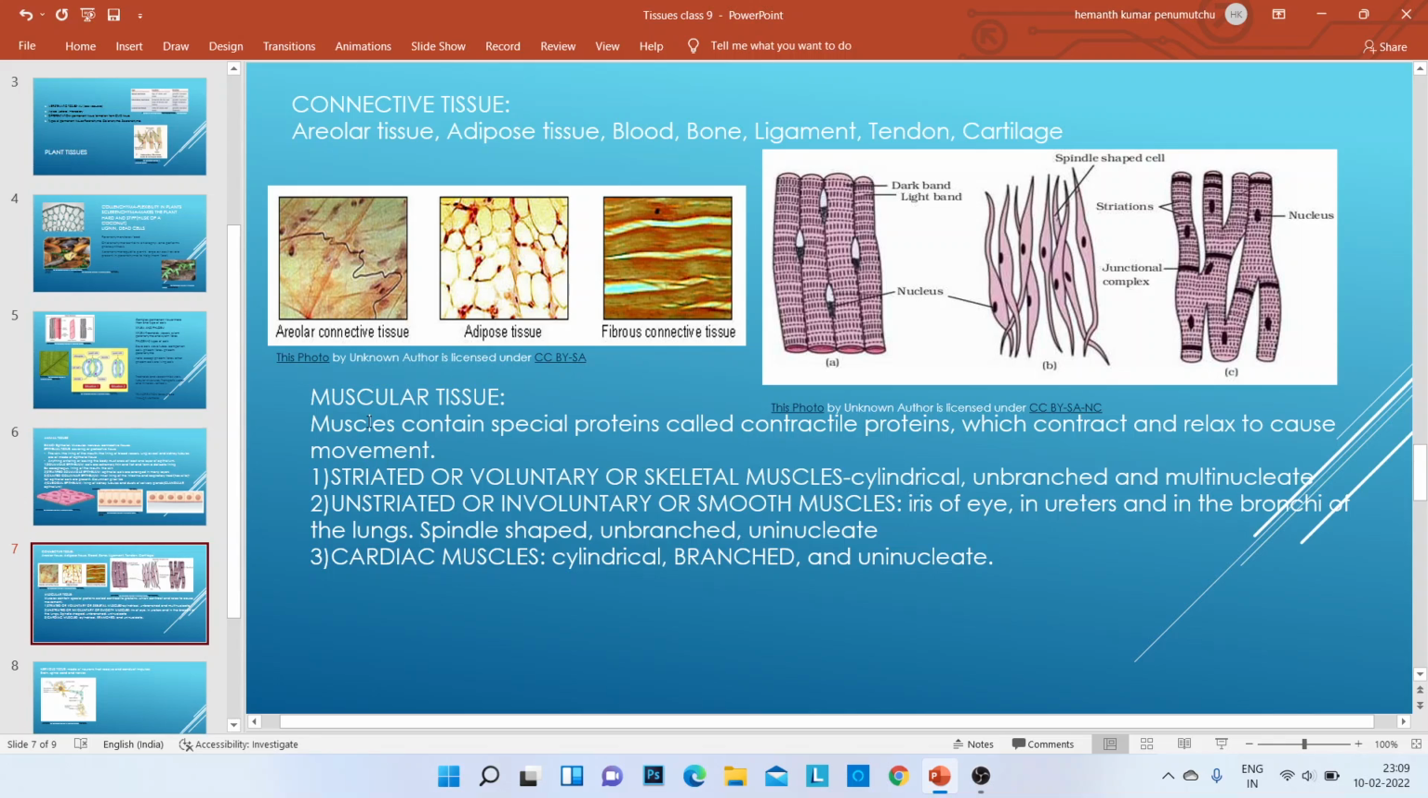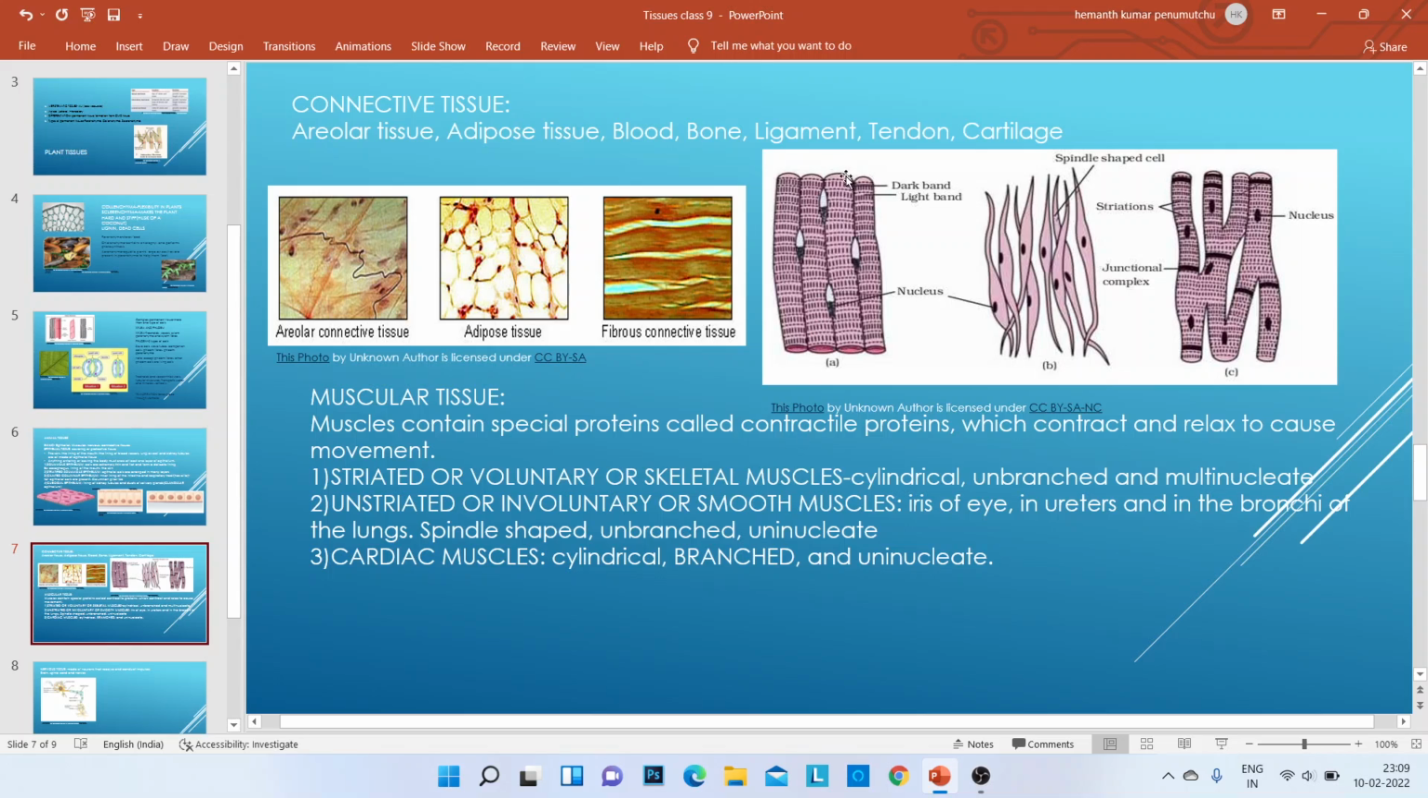The types of muscular tissue are striated, or voluntary, or skeletal muscles. The shape of skeletal muscles is cylindrical, and they are unbranched, that means there are no branches, and they have many nuclei. That's why they are multinucleate. The only muscular tissue that has many nuclei, or is multinucleated, is skeletal or voluntary muscle.